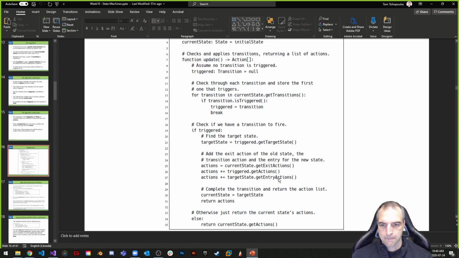And then if it's triggered, there might be a group of actions that we have to take. We look at the current state and we look at the exit actions. What do I do when I'm exiting this state? For example, if I'm moving from the patrol state into a fight state, maybe I have to pull up my weapons. That could be an exit action, right? If I'm moving from one state to the other.